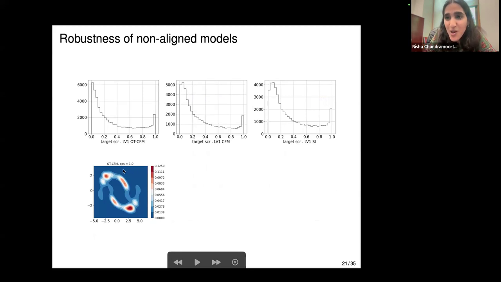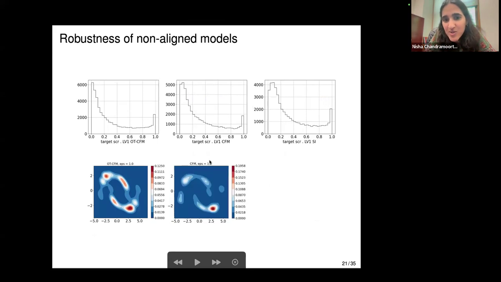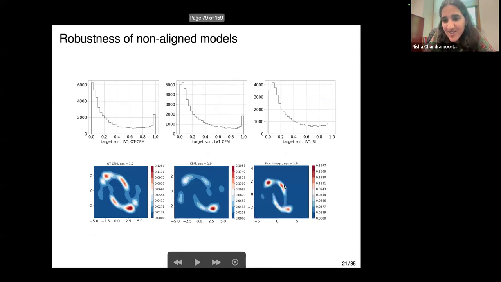So this is a perturbed distribution of the 2 moons data set. And this is again a perturbed distribution with epsilon equals 1 for conditional flow matching, which looks non-robust, and stochastic interpolants, which also looks non-robust. Okay.